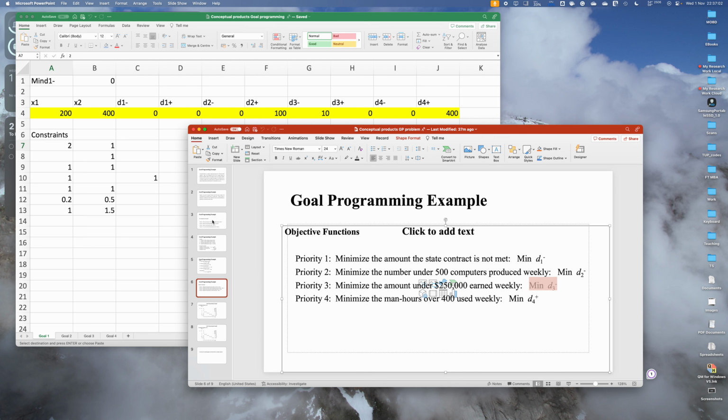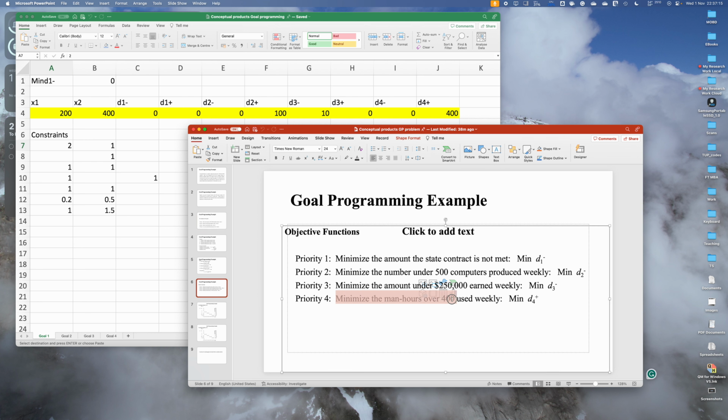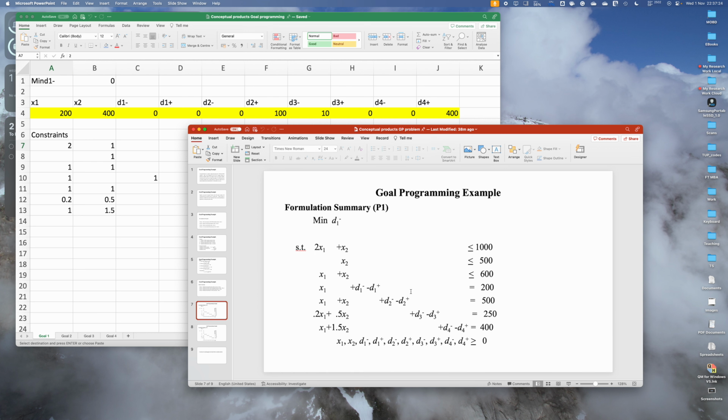And last, the fourth goal is to use no more than 400 man hours. So I do not want to overachieve this number. That's why I need to minimize my overachievement. Underachievement is fine with me. That is why minimize the man hours over 400 used weekly. That is the minimize D4 positive. And this is how the formulation will look.